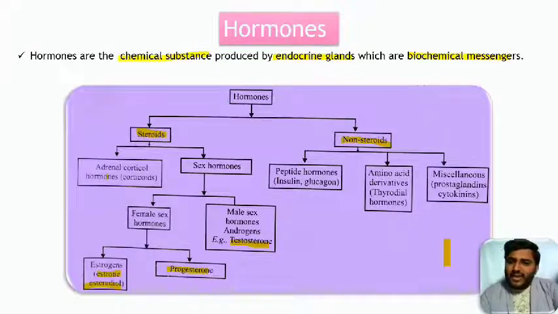I hope you understood. Next category, non-steroid hormones. In non-steroid hormones, peptide hormones are there, for example insulin and glucagon. Amino acid derivative hormones are there, for example thyroid hormones. Miscellaneous hormones are there, for example prostaglandins and cytokinin. This is regarding the classification of hormones.